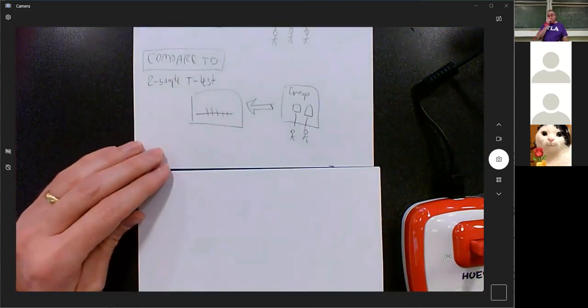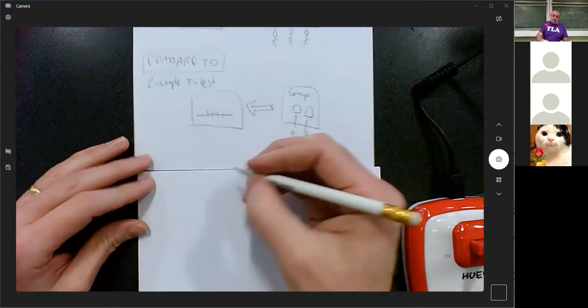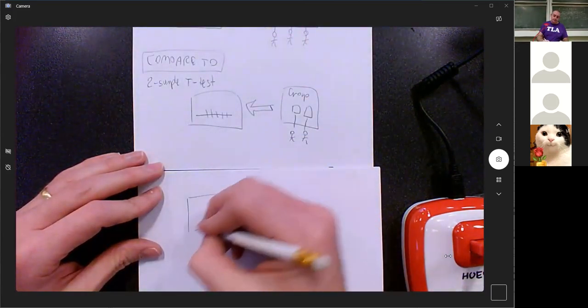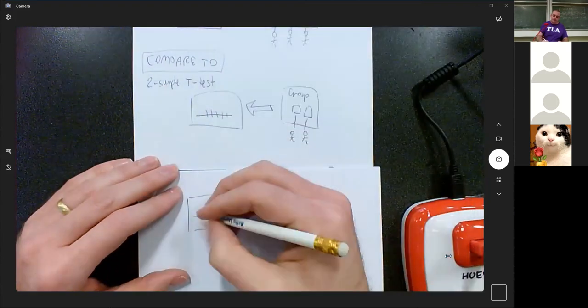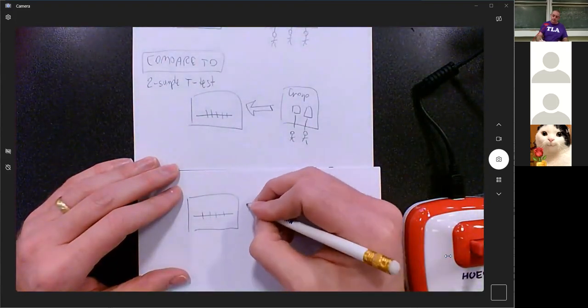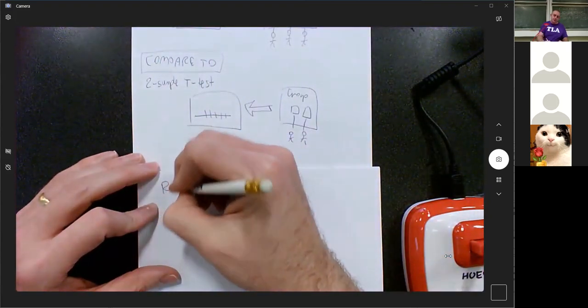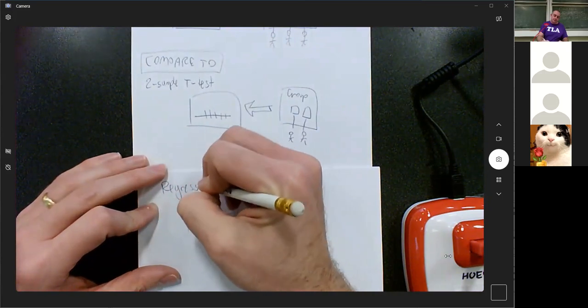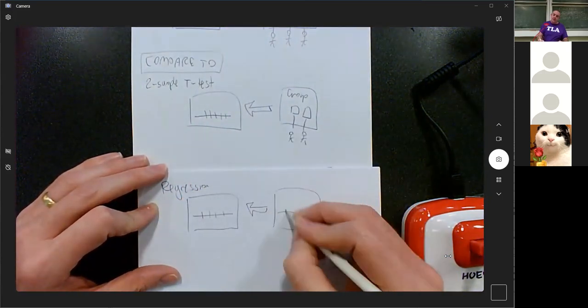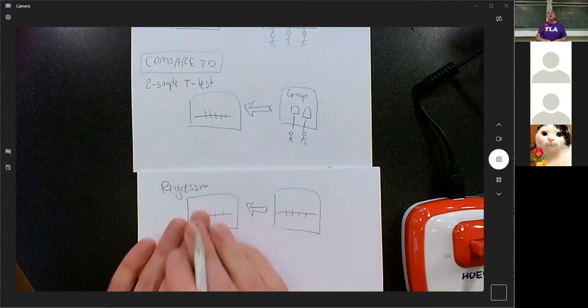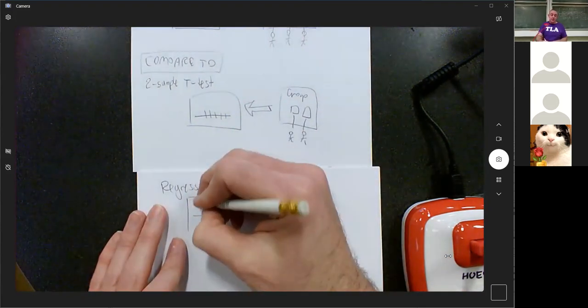The other thing we could compare to is regression. And in regression, everybody's got a number to say how the number changes. So there's two numbers involved.